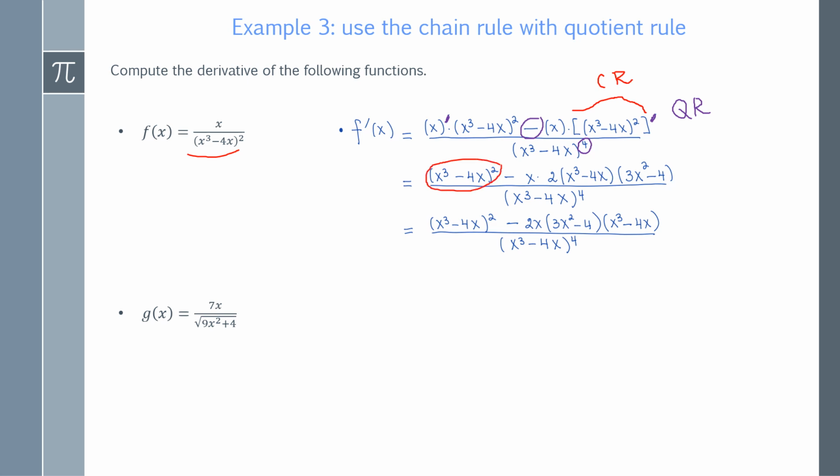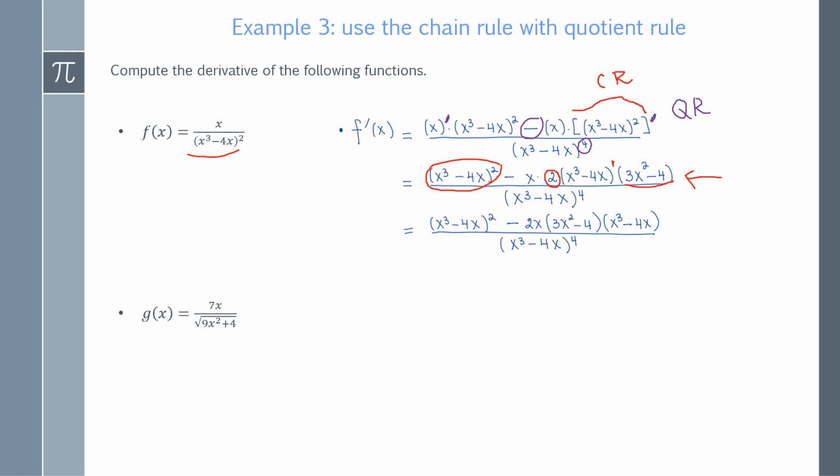Okay, and then what about the derivative of our denominator? So that would be 2 times (x cubed minus 4x) raised to the first power, right? Because that would be 2 minus 1, times the derivative of the inside, and that is 3x squared minus 4. Okay, so that's what we get here. This is the step where we needed to apply the chain rule.